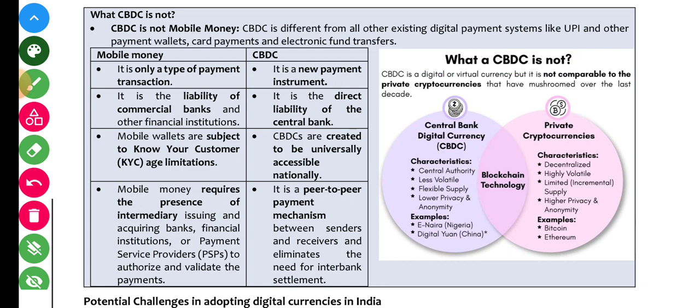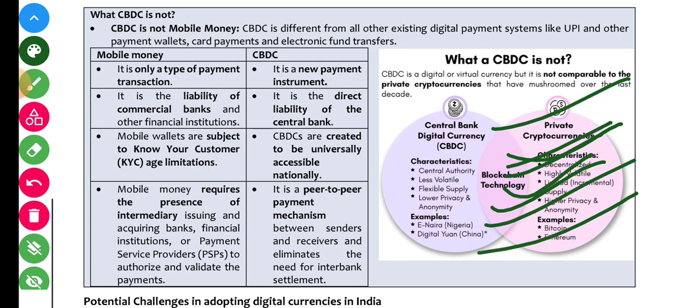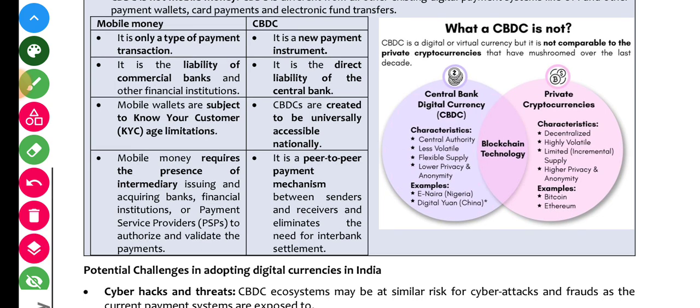Central bank digital currency characteristics are central authority, less volatile, flexible supply, lower privacy and anonymity. Examples: e-Naira in Nigeria, and the digital yuan in China, which is regulated. Private cryptocurrencies, on blockchain technology, are decentralized, highly volatile, limited supply, with higher privacy and anonymity. Examples: Bitcoin and Ethereum. So keep this in mind.